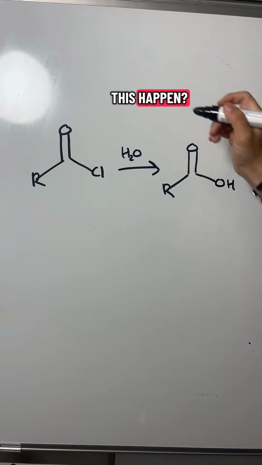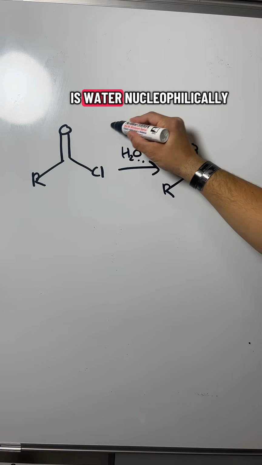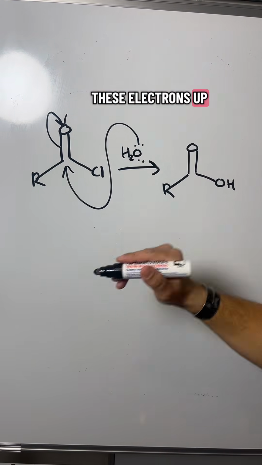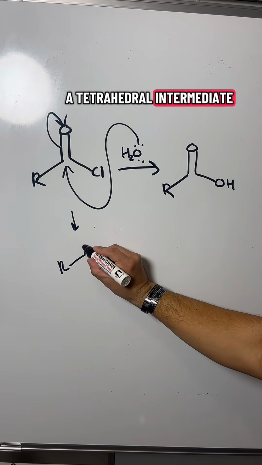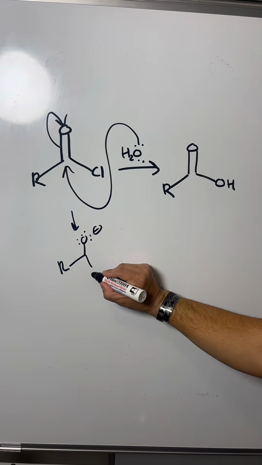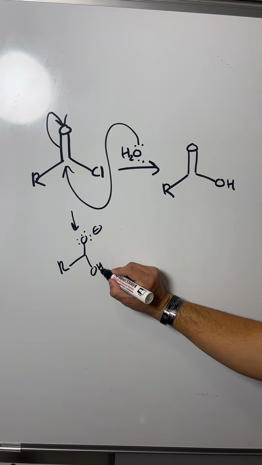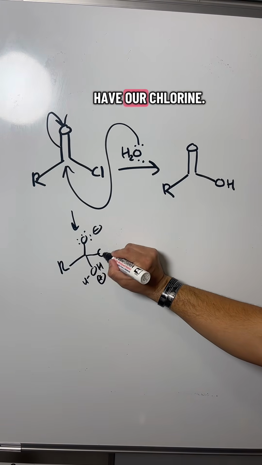Now, how does this happen? We're going to go over the mechanism right now. So, the first thing that happens is water nucleophilically attacks our carbonyl carbon. We're going to kick these electrons up onto that oxygen. We're going to form a tetrahedral intermediate where this oxygen is negatively charged. We have our positively charged H2O plus, and we have our chlorine.